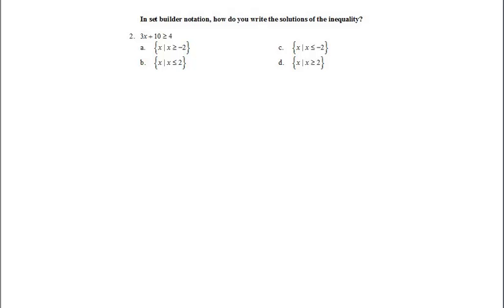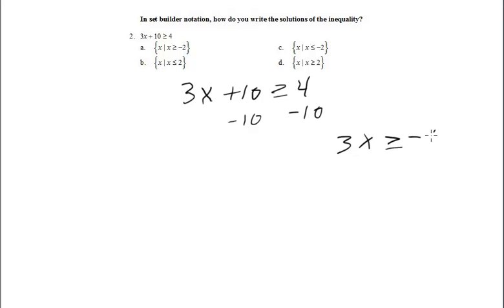Okay, number 2, in set builder notation. Remember, it has to be in this format like they have it in our answers. First thing we have to do is solve the inequality. So it's just a little review. 3x plus 10 is greater than or equal to 4. Subtract 10 from both sides, and I get 3x is greater than or equal to negative 6. Divide both sides by 3, and I get x is greater than or equal to negative 2.